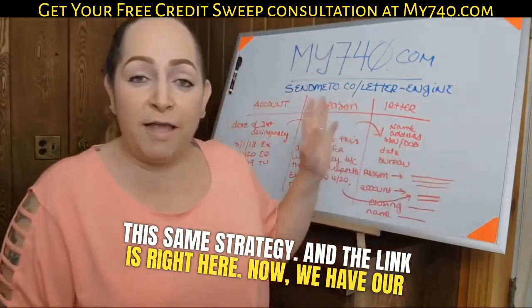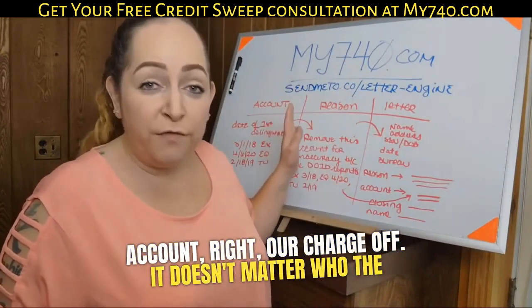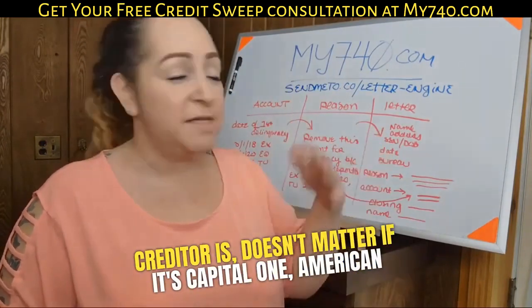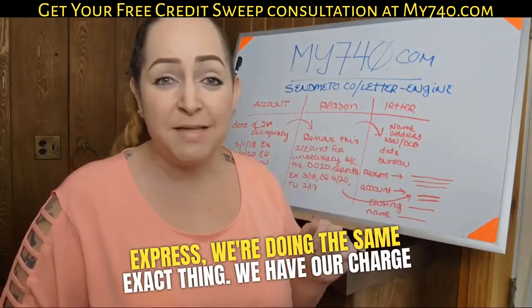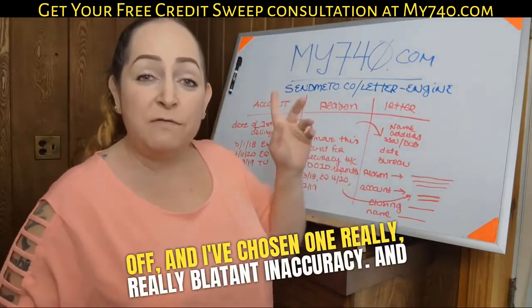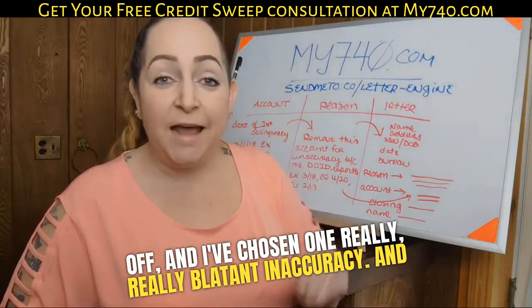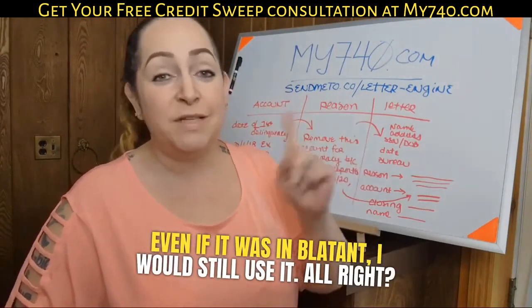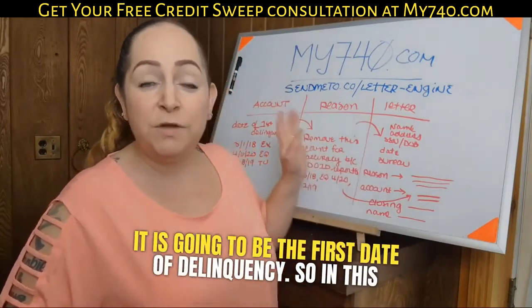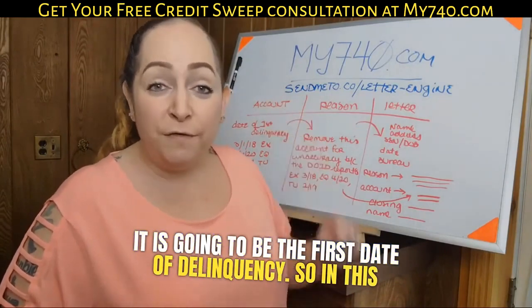Now we have our account, right? Our charge off. It doesn't matter who the creditor is. Doesn't matter if it's Capital One, American Express. We're doing the same exact thing. We have our charge off, and I've chosen one really, really blatant inaccuracy. And even if it wasn't blatant, I would still use it. It is going to be the first date of delinquency.